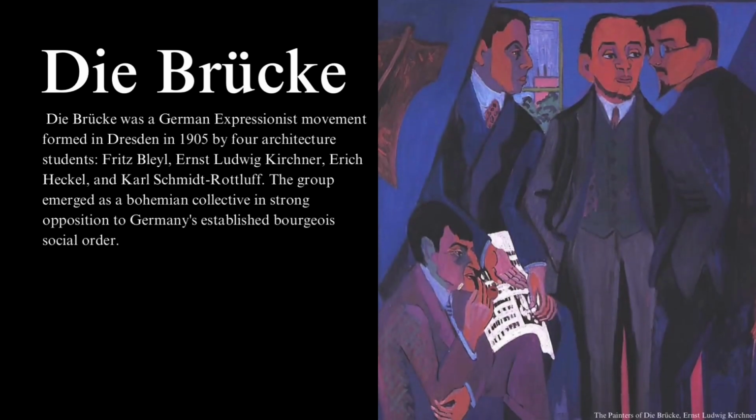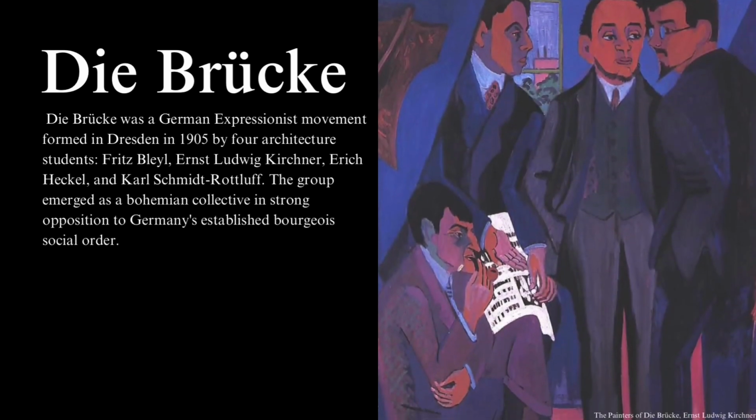The Bridge group was the most prominent among German expressionist groups, so much so that some historians even call the period while the Bridge group was active the peak of German Expressionism. The Bridge group was formed in Dresden in 1905 by four architecture students: their leader Ernst Ludwig Kirchner, Erich Heckel, Fritz Bleyl, and Karl Schmidt-Rottluff.